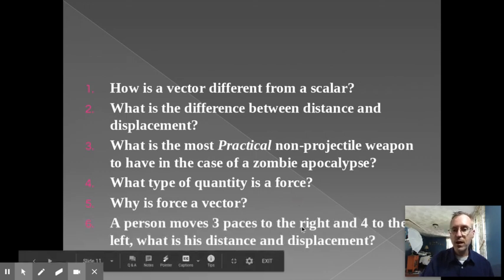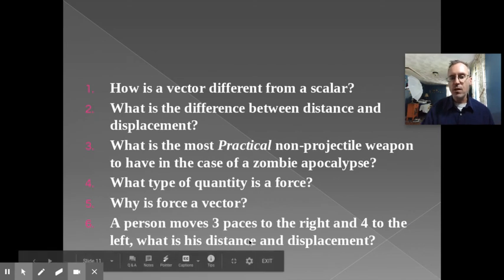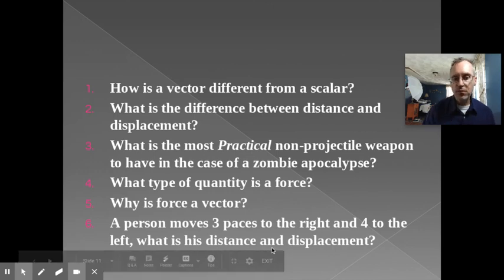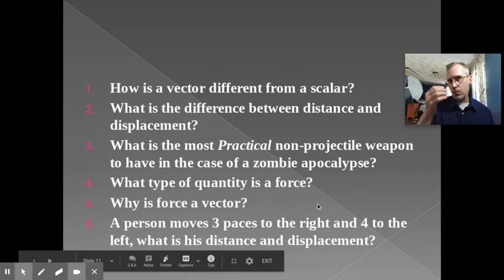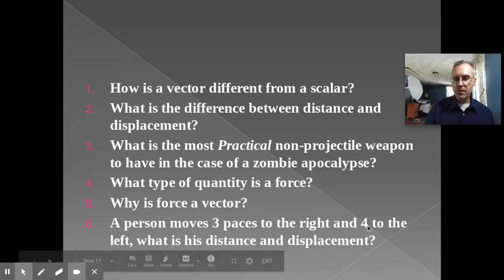And if a person moves 3 paces to the right and 4 to the left, what is his distance and displacement? Actually, I'll just do that one right now. If you move 3 paces to the right, and you just follow the cursor, 1, 2, 3, then 4 paces to the left, 1, 2, 3, 4, you moved a distance of 7 paces. What's your displacement? Well, your displacement only depends on where you started and where you ended up. So your displacement would actually be -1, or 1 pace to the left. Okay, that's about it for this video.